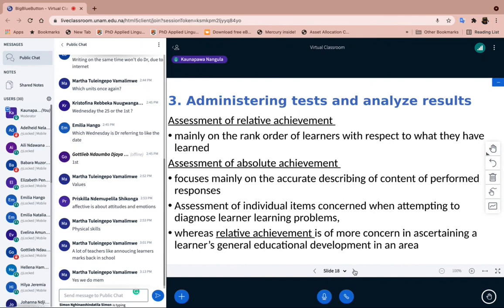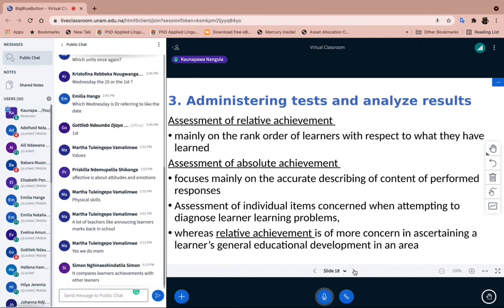So the assessment of relative achievement. Here we compare learners to other learners, and then we rank them according to their performance with others. Compare learners' achievement with other learners. Exactly, that's correct, Simon. So mainly here, it is the rank order of learners with respect to what they have learned, but you compare them with other learners, so you rank them in that manner.